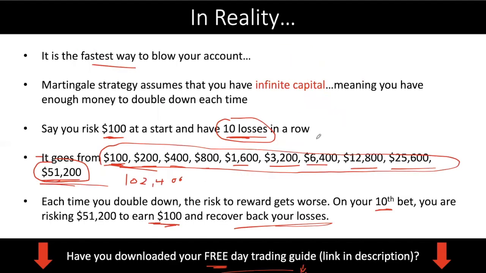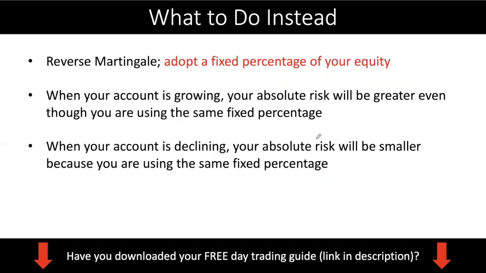Now, as always in this channel, I don't just want to tell you what not to do. I want to show you what to do. What is a better strategy? I want to give you a strategy that is more stable, superior compared to the Martingale. It's what I call the reverse Martingale strategy, which is basically you want to adopt a fixed percentage of your equity. In the next slide, I will share an example, but let me just explain how this works first.